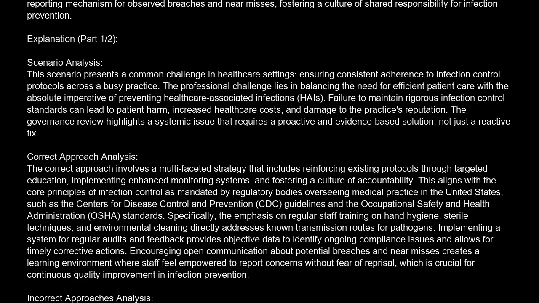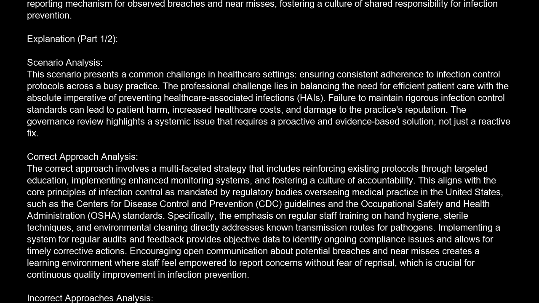The correct answer is D. Implement a comprehensive, multimodal strategy including targeted staff education on current CDC guidelines, enhanced direct observation and audit of practices with constructive feedback, and the establishment of a clear reporting mechanism for observed breaches and near misses, fostering a culture of shared responsibility for infection prevention.